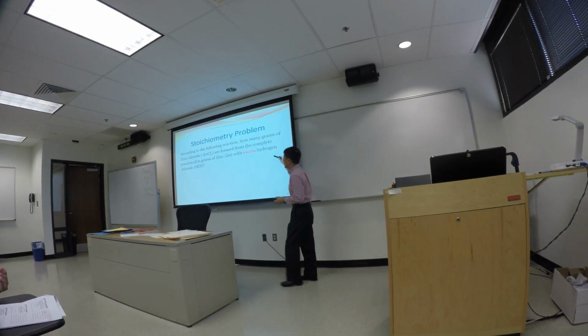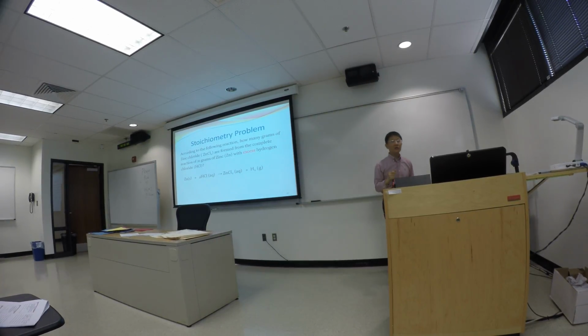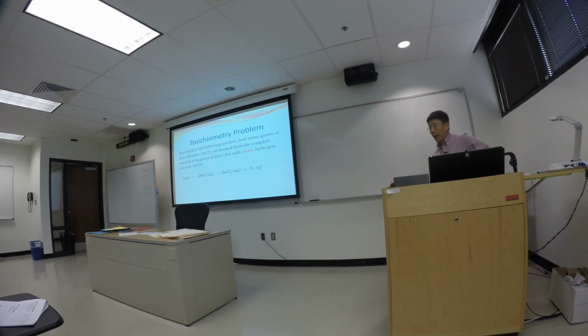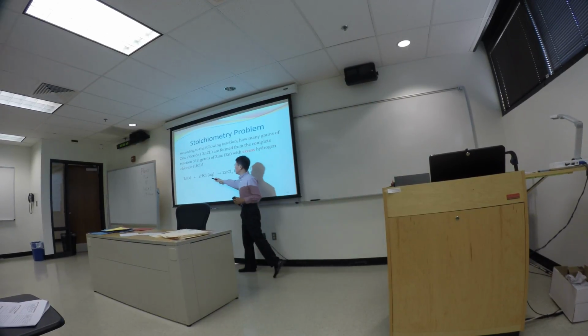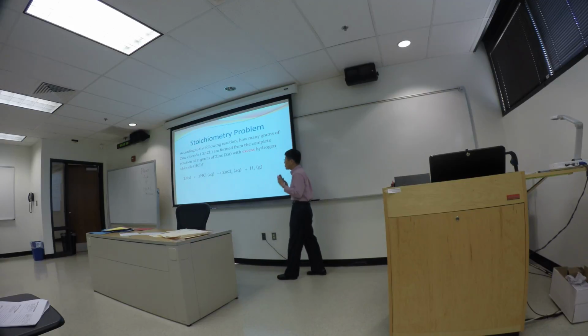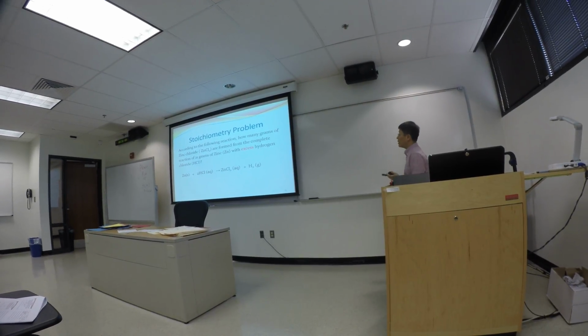So in this case, according to this particular reaction, zinc reacts with hydrochloric acid, generating zinc chloride and hydrogen gas. This reaction is balanced if we put a 2 in front of HCl. Here you have one zinc on both sides, two hydrogen on both sides, two chlorine on both sides. So the chemical reaction is balanced.